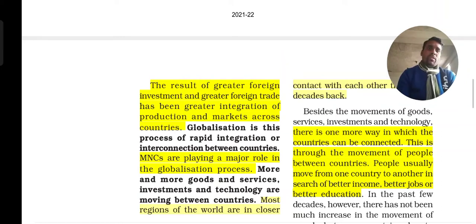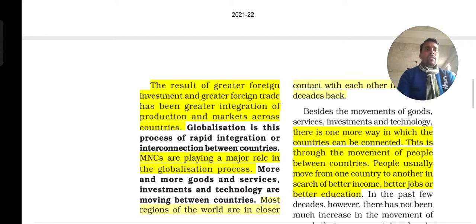We already know this, we have studied it previously. More and more goods and services, investment and technology are moving between the countries. Because of globalization, two things take place more rapidly. One is development of technology. In areas where technologies are not available, MNCs invest a large amount and the technologies become available. That is what happens.